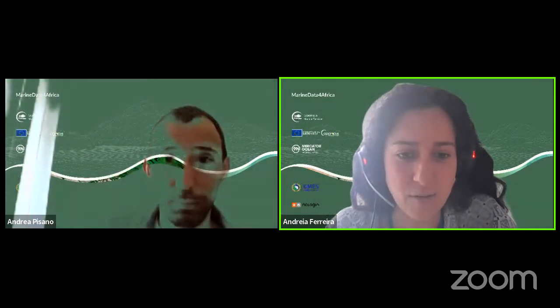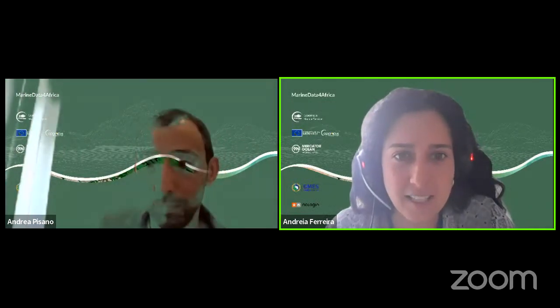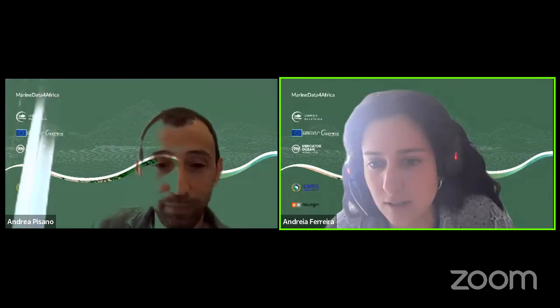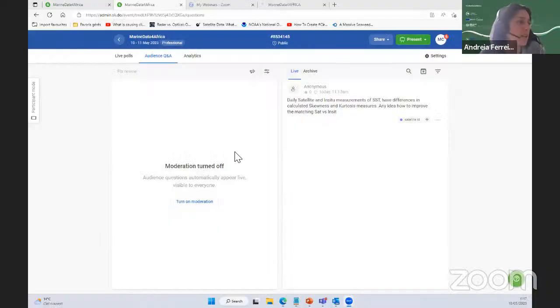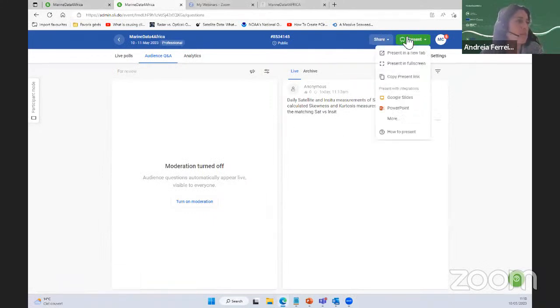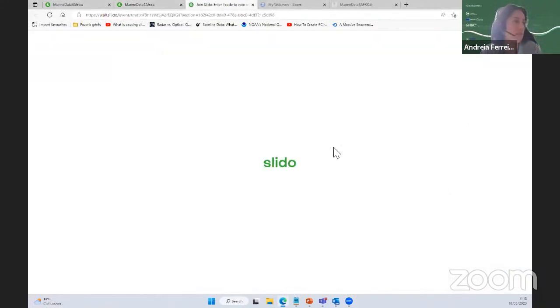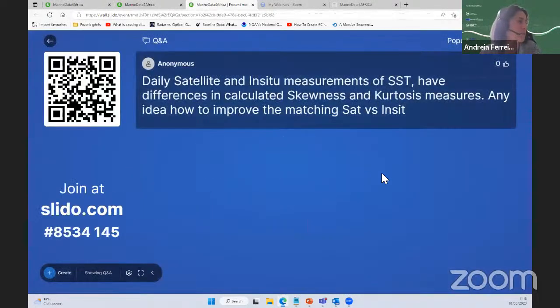And the question I have for you is, sorry, this takes a bit of time. Daily satellite and in situ measurements of sea surface temperature have differences in calculated skewness and kurtosis measures. Any idea how to improve the matching of satellite data versus in situ data?